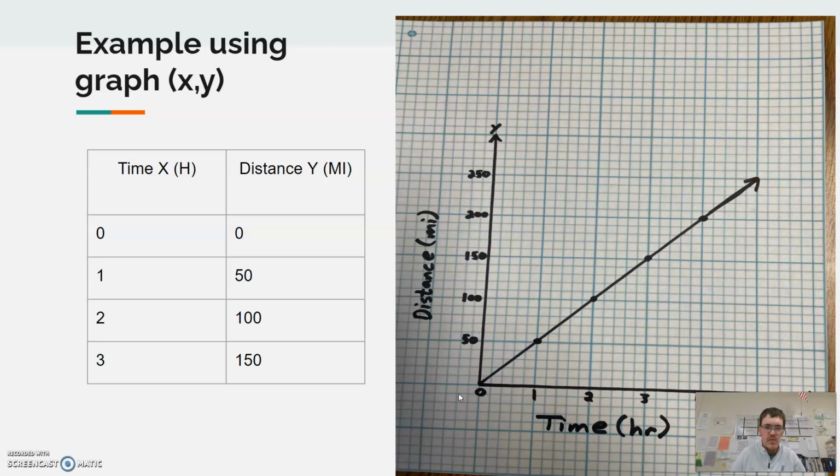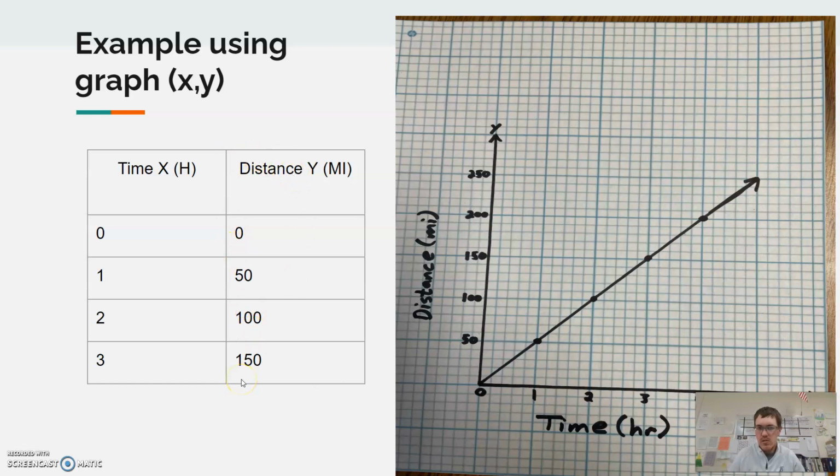So always remember x first. We're going to go over 1 up to 50. So that's where our first point is going to get plotted. Then 2 to 100, we're going to go over 2 up to 100. Then we just keep with the pattern, because we found our pattern. We'd go over 3 up to 150. Then if we kept going with the table, it'd be over 4 up to 200. If we went to 5, we'd go over 5 and up to 250.